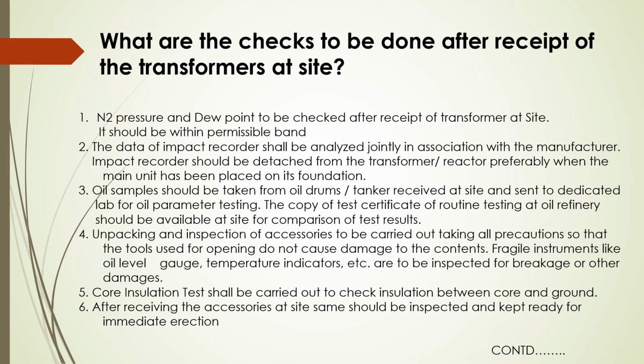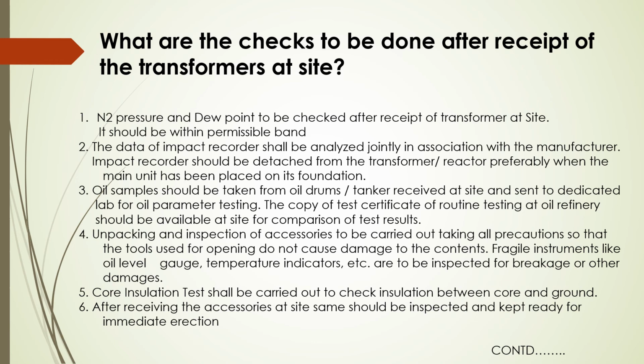What are the checks to be done after receipt of transformer at site? Nitrogen pressure and dew point to be checked after receipt of transformer at site. It should be within the permissible band. The data of impact recorder shall be analyzed jointly in association with the manufacturer. Impact recorder should be detached from the transformer, preferably when the main unit has been placed on its foundation. Oil samples should be taken from oil drums or tanker received at site and sent to the dedicated lab for oil parameter testing.